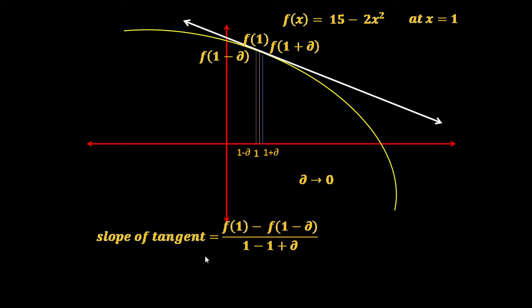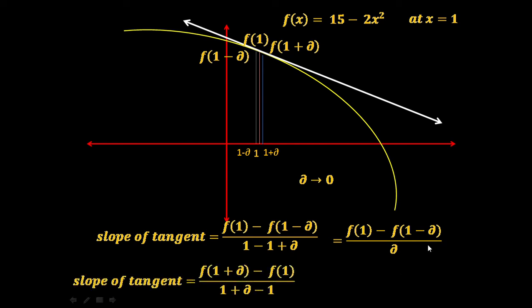So the slope of the tangent is a line passing through a pair of infinitesimally close points. That is, if we consider 1 minus delta and 1, then applying the formula, f of x2 minus f of x1 is f of 1 minus f of 1 minus delta, by x2 minus x1, that is 1 minus (1 minus delta). This will become plus, and we shall get f of 1 minus f of 1 minus delta by delta.